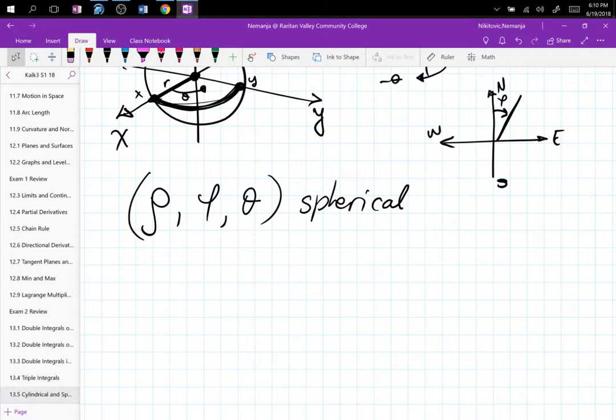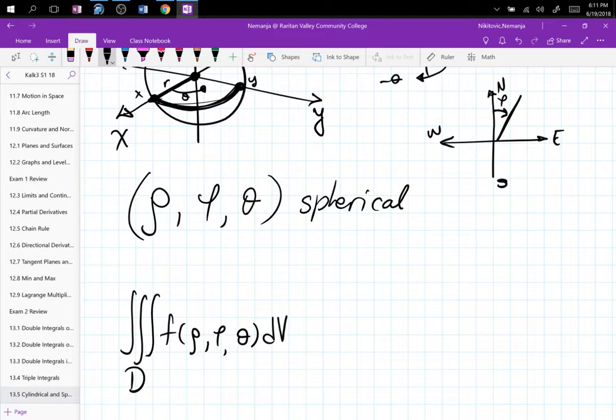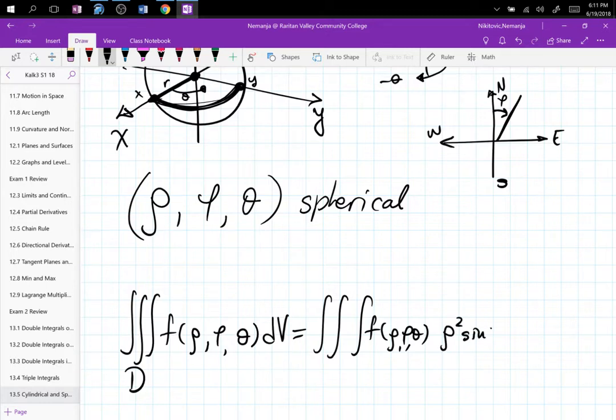Now, what is the integral that we have in spherical coordinates? This is the one that you are remembering, and you will use it to set up problems. So the triple integral is f of rho, phi, theta, rho squared sine phi d rho d phi d theta. And now we need the limits.